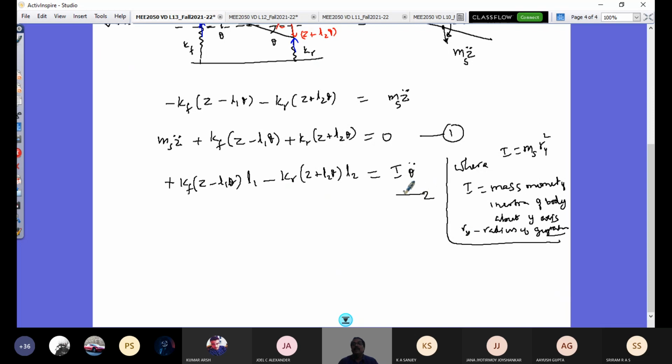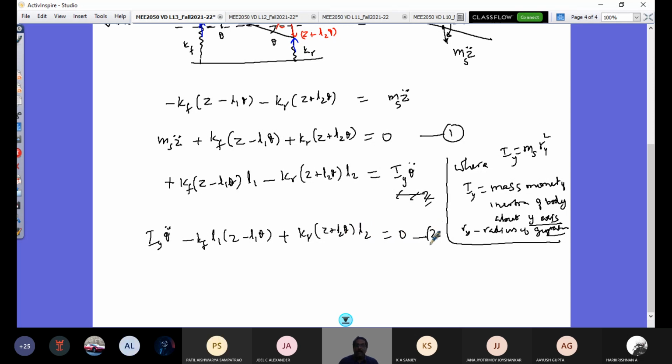So this is my second equation. Let me rewrite this equation once again. I will put subscript y so that it is about the y-axis. So Iy into theta double dot, and this goes on the other side. So it's going to be minus kf L1 into z minus L1 theta plus kr into z plus L2 theta into L2 equals 0. That's my second equation.